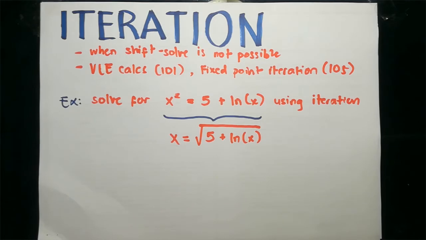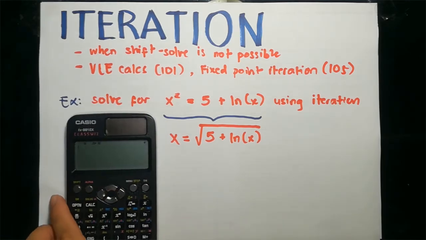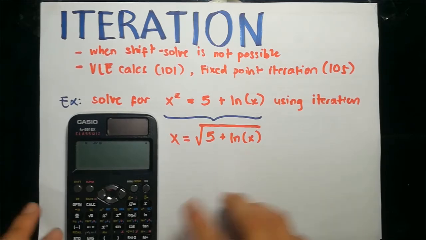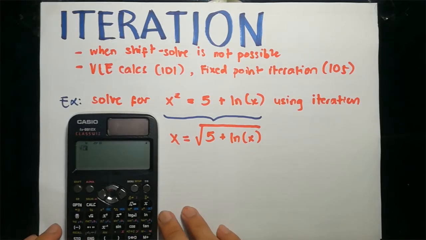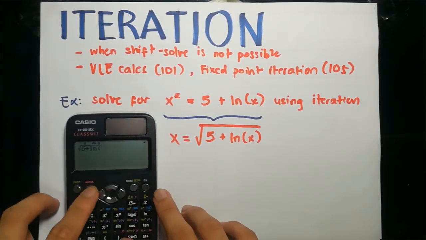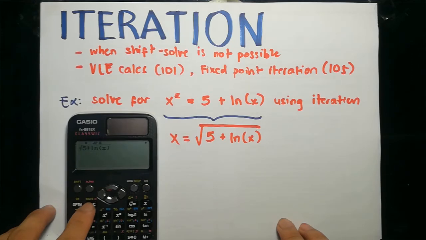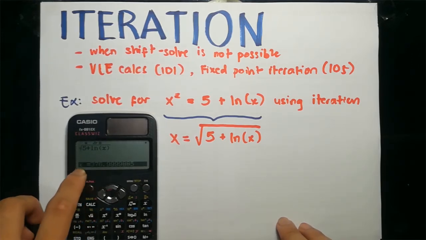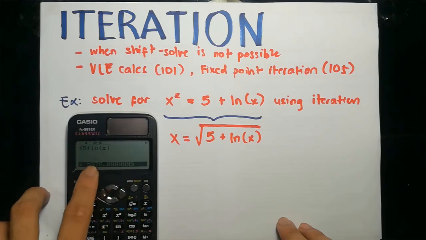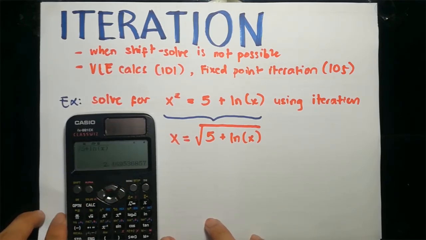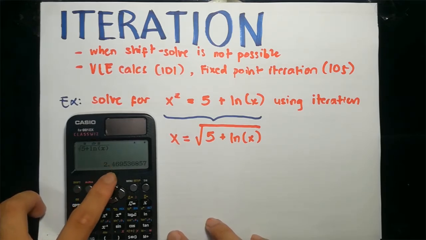So let's get our calculator, and then let's plug in itong equation sa ating kanan. So we have square root of 5 plus ln of x. So what we do is we start with an initial guess. So I click calc there, so makapag-input tayo ng any initial guess for x. In this case, let's try 3. So may lalabas tayong value.